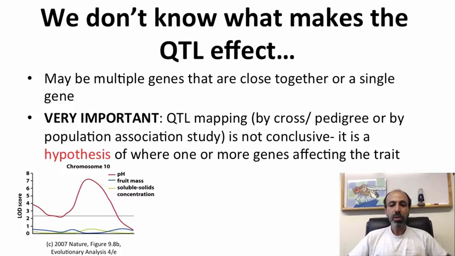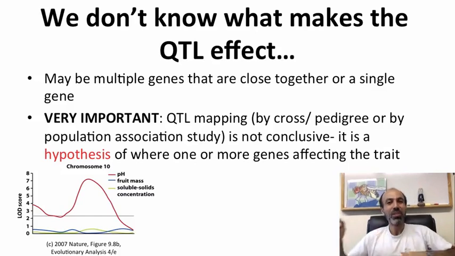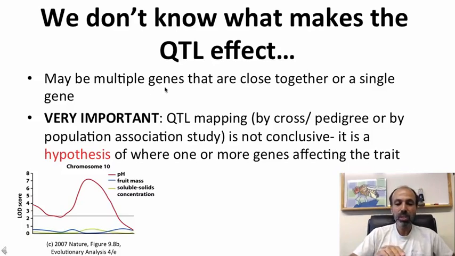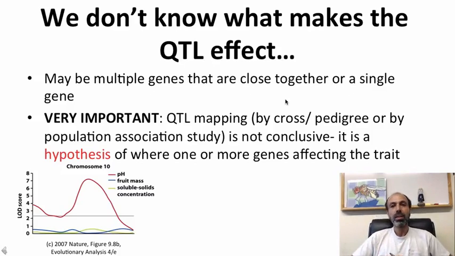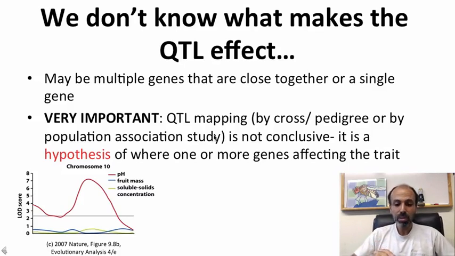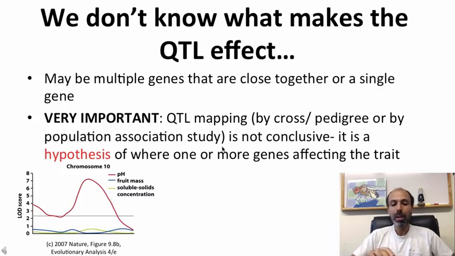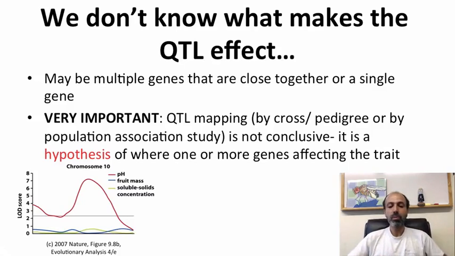So we don't know what makes the QTL effect. We see these effects in mapping, and these are inferences of the locations of a factor or factors that are contributing to this variation. There may be multiple genes that are close together, or there may be a single gene. But the reason I stress this, and this is very important, is that QTL mapping, whether it's by cross or pedigree or by population association study, is not conclusive. It is a hypothesis of where one or more genes are affecting the trait. And ultimately, you have to go in and do other techniques to confirm that that is truly where there is a gene that has allelic variation contributing to this trait.